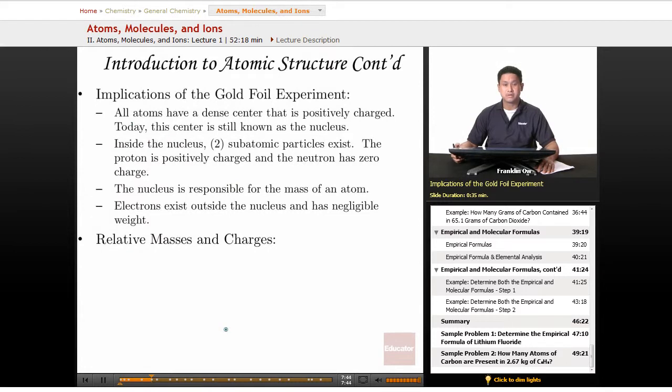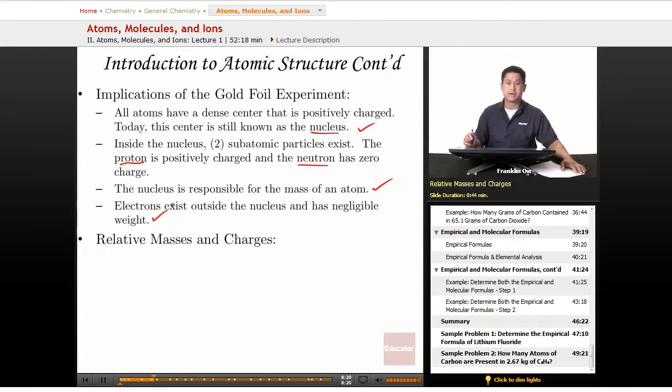So, to re-summarize, the implications of the gold foil experiment was that all atoms have a dense center that is positively charged, which we call the nucleus. Inside the nucleus, two subatomic particles exist. The proton is positively charged and the neutron has zero charge. Number 3, the nucleus is responsible for the mass of the atom. That's what gives an atom weight. And finally, electrons, which were already known to have existed, exist outside the nucleus and have negligible weight.